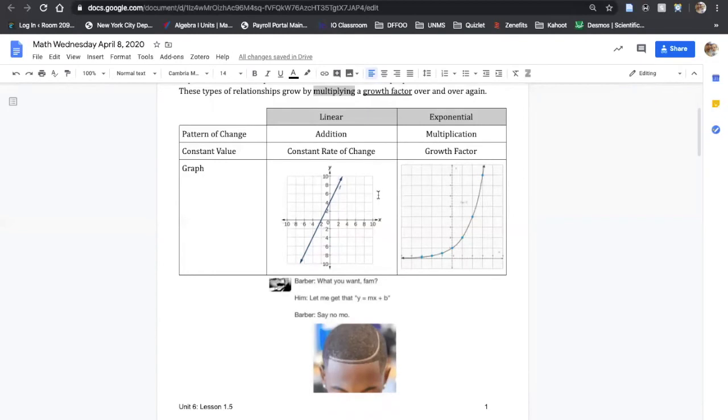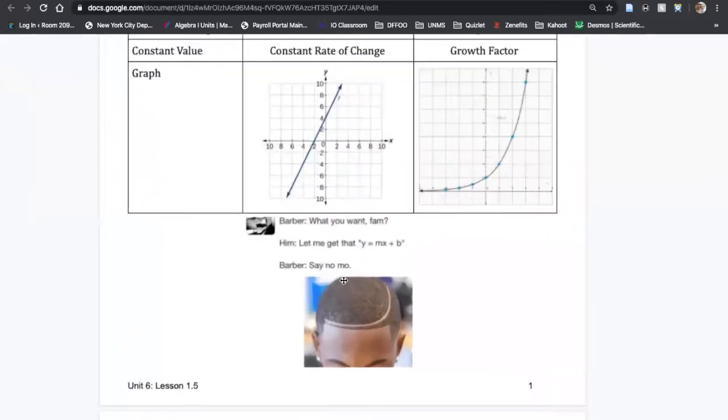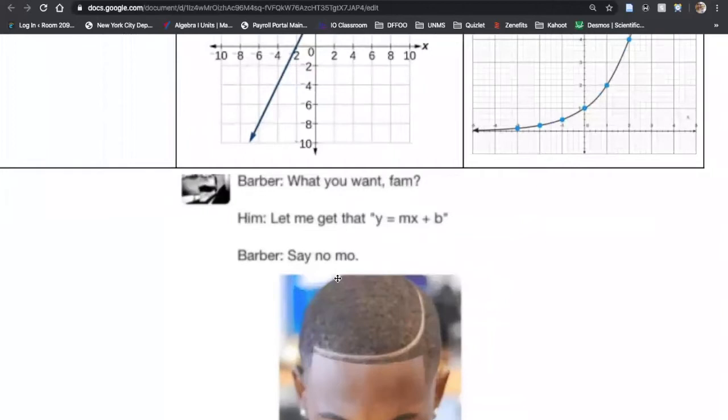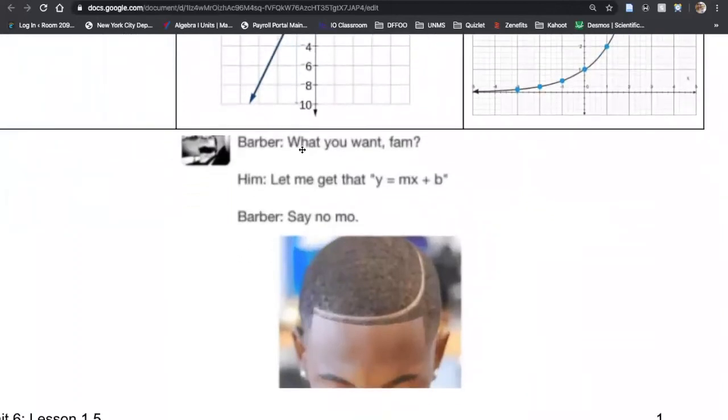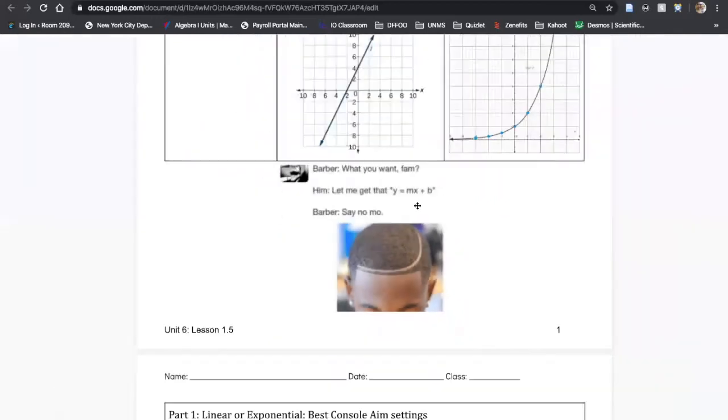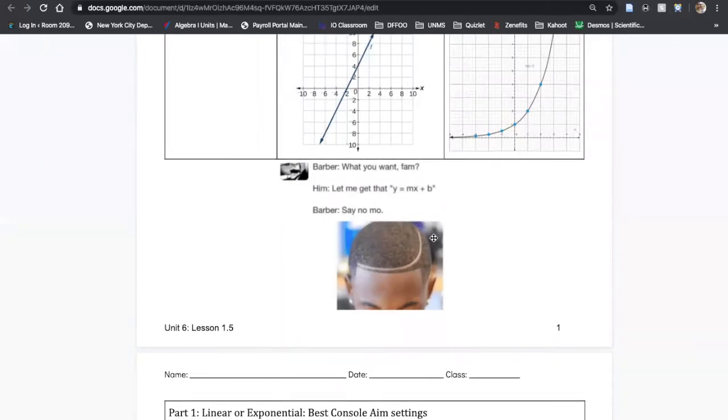That brings me to a meme that I find funny. I usually put it up in my classroom when we're studying this unit. It says, what you want, fam? Let me get that y equals mx plus b, say no more. And we got that hairline right there, right? But this is actually incorrect because y equals mx plus b would be a straight line. So his barber must not have been paying attention in math class. He actually gave him something that looks closer to an exponential relationship instead of a linear relationship, okay? So make sure that when you go to the barber, they know their math, otherwise they might mess up your haircut, all right? Life lesson.